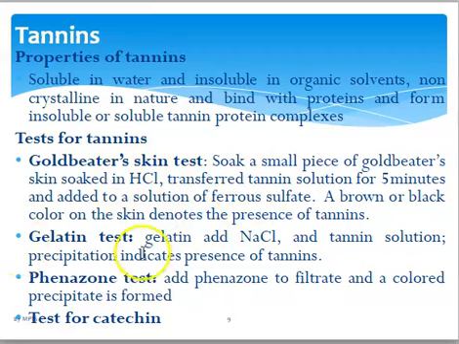We have a gelatin test, phenazone test, and tests for the pseudotannins. So ensure at least you can follow up with this. My goal is to show you these tests, but you can go further and get more information. Especially make sure you understand what the gold beater's skin test is.